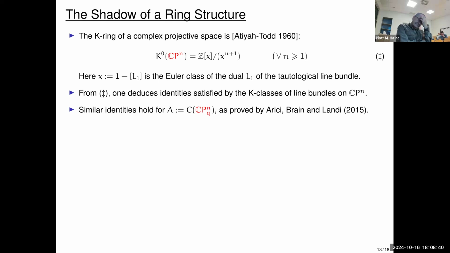So K1 is just 0. Let's pretend it doesn't exist. From K0, from this ring structure, you can derive some identities that are satisfied by the K-theory classes of a line bundle. I'm not writing down these identities, just write what it means that x^(n+1) is equal to 0 in terms of the class of L1 and of the powers of this bundle, and that's it. And you write down these identities.